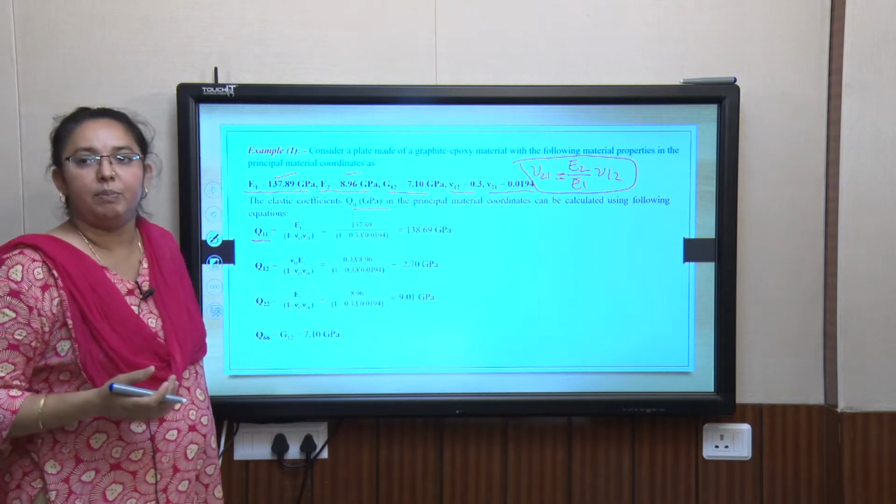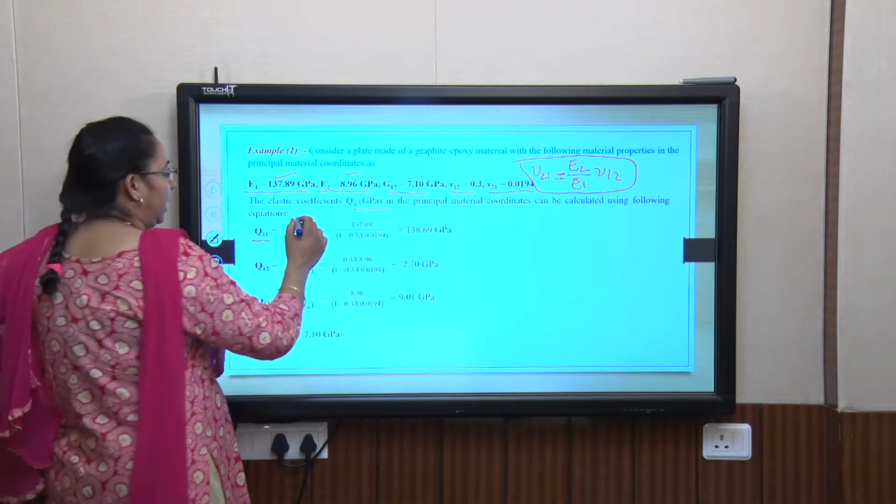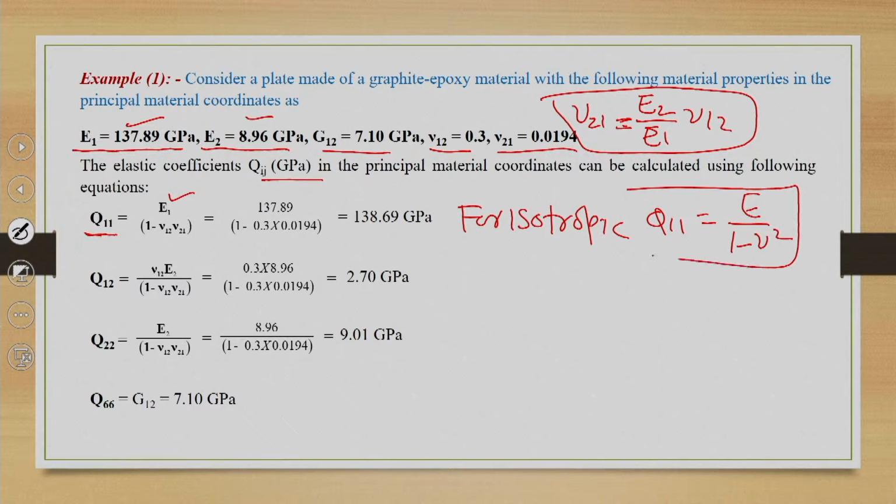When we are going to develop a plate theory, we have to find out Q11, Q12 numerically. So, E1 by 1 minus mu12 mu21. For isotropic, Q11 will be E by 1 minus mu square. Okay. So, in the assignments, we may ask how to evaluate a Q11 for a given material property. Similarly, how to evaluate a Q12, mu12, E2.